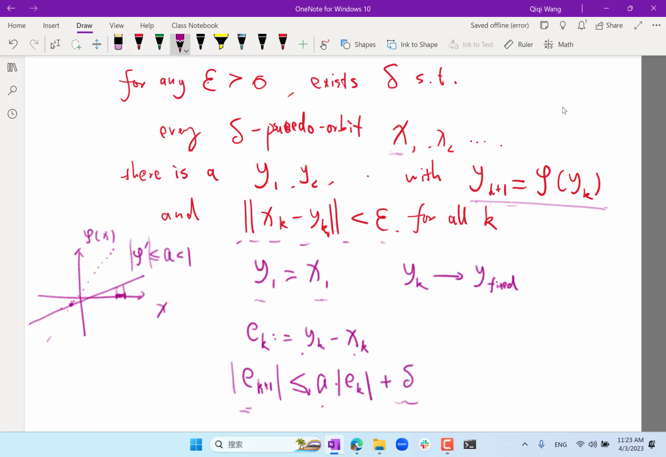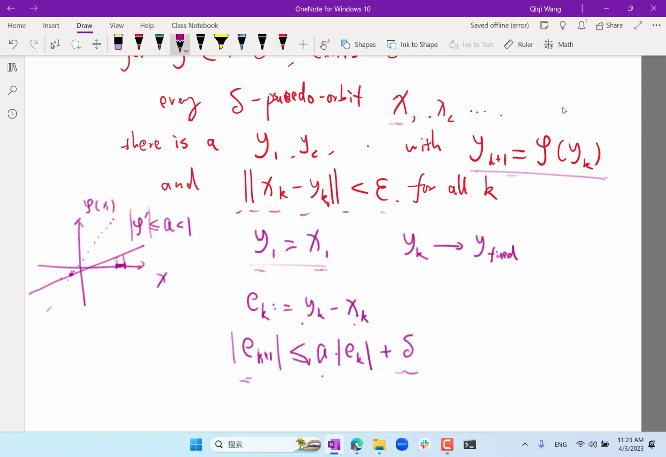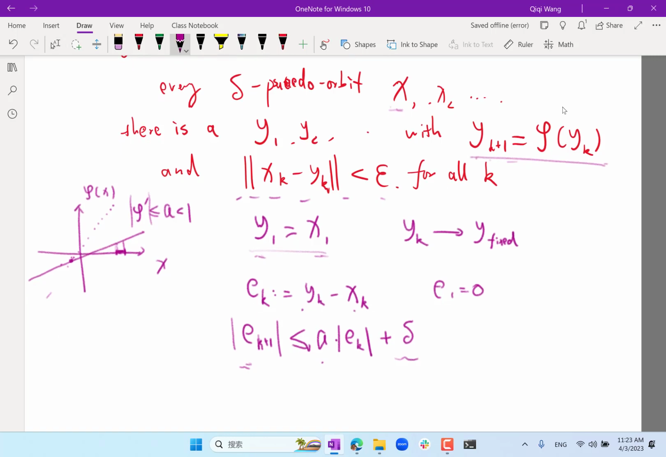So if you keep doing that to infinity, and you start with zero error, e1 equal to 0, then you can prove that for all k, the error is less than or equal to delta divided by 1 minus a. This is easy to prove because if this is true in the previous iteration, then moving to the next iteration you multiply this thing by a and add delta, and that is going to be less than or equal to exactly the same number.